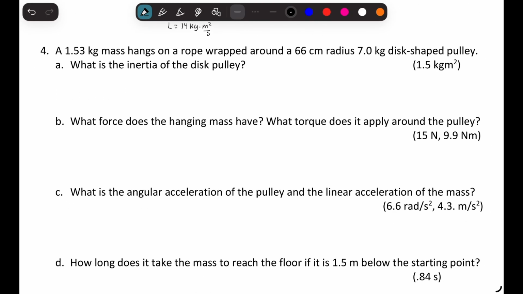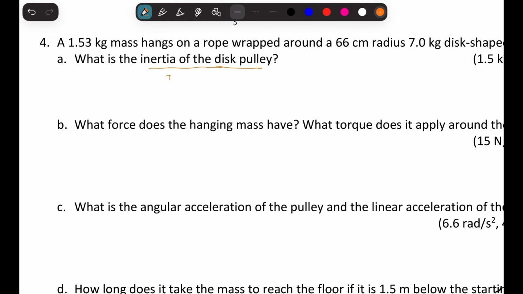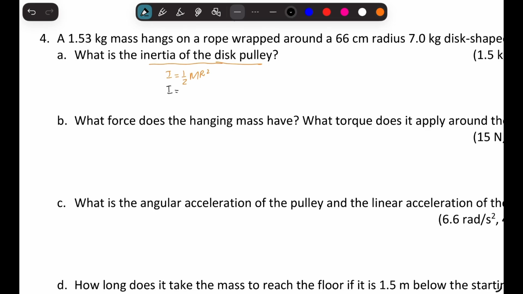A 1.53 kilogram mass hangs on a rope wrapped around a 66 centimeter radius, 7 kilogram disc-shaped pulley. What is the inertia of the disc pulley? So we know that the formula for the inertia for the disc is going to be I is equal to 1/2 mr squared. So then you're going to have I is equal to 1/2 of 7.0 times 0.66 squared. So that's going to equal 3.5 times 0.4356. That's going to equal 1.5 kilograms times meter squared.